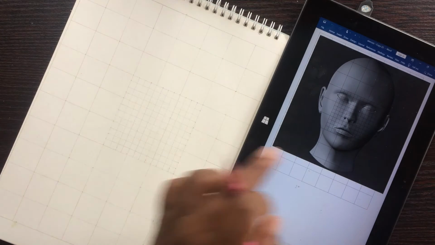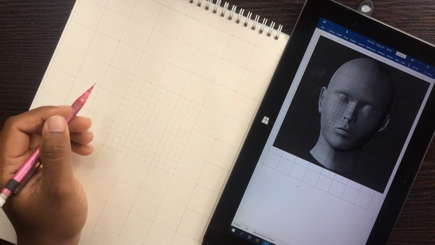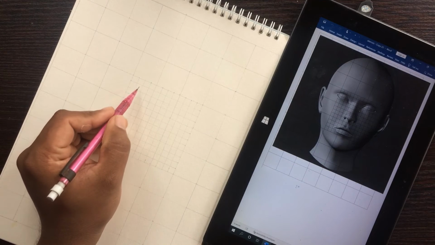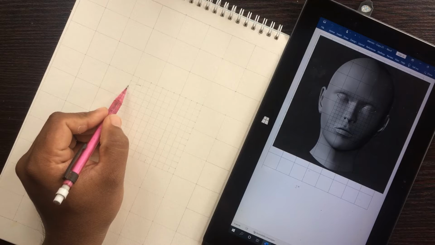Okay, we are going to sketch this face now. We draw the whole face starting from the eye, as it is on the table.